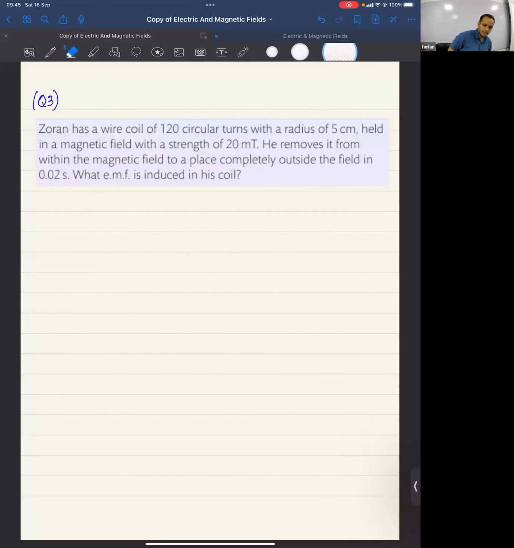Zoran has a wire coil of 120 circular turns with a radius of 5 centimeters, held in a magnetic field with a strength of 20 millitesla.